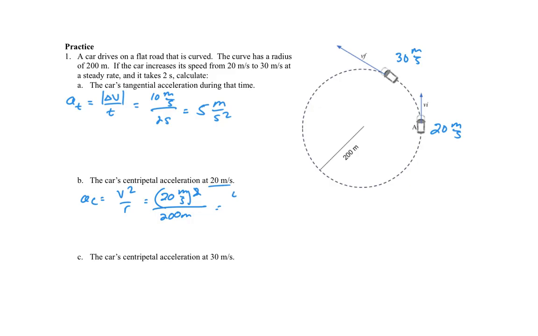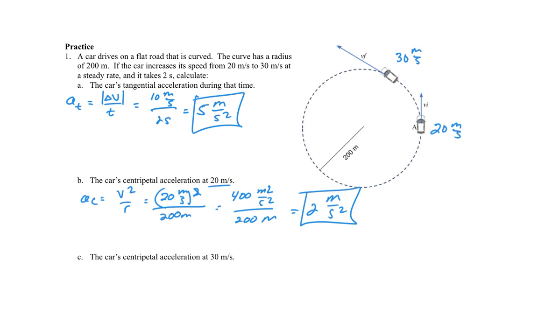So let's see, what do we get? 20 squared is 400 meters squared per second squared, divided by 200 meters. We get 2 meters per second squared for our tangential acceleration. Now that's at exactly 20 meters per second.